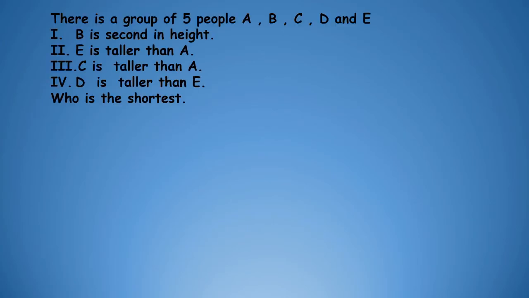There is a group of 5 people, A, B, C, D and E, and we have been provided with some data. Using that data, we have to tell who is the shortest. So let's see the answer. If you want to solve by yourself, pause this video now.